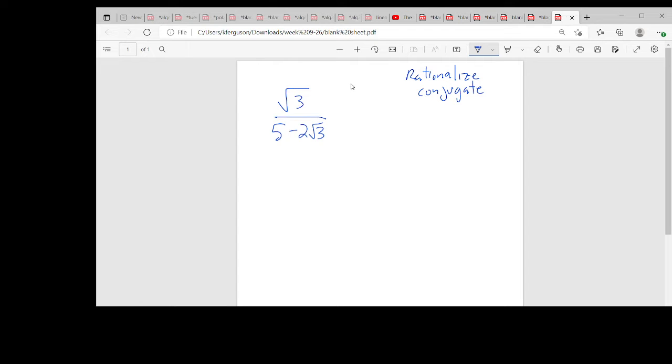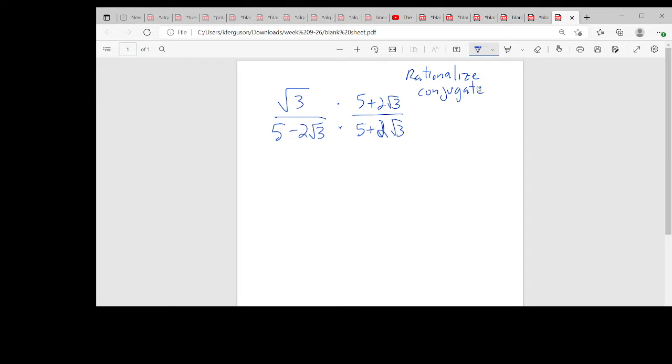Rationalize and conjugate. What's the conjugate of 5 minus 2 times the square root of 3? So all I'm doing is changing this sign. So that's 5 plus 2 times the square root of 3. And I have to do that top and bottom. So I'm going to multiply that top and bottom.